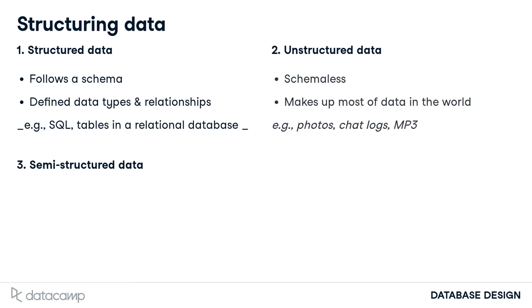The second is unstructured data, which is schemaless and data in its rawest form, meaning it's not clean. Most data in the world is unstructured. Examples include media files and raw text.